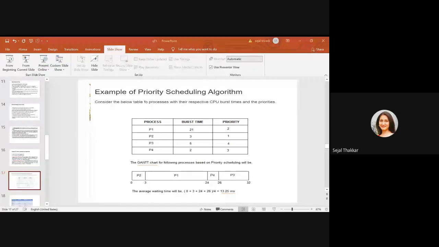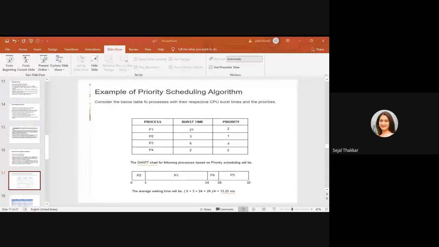Now all the processes are completed. They have completed their execution. So we have gone through the priority given to us. From this Gantt chart, you can find out the completion time. You can write down completion time for P1 is 24, P2 is 3.